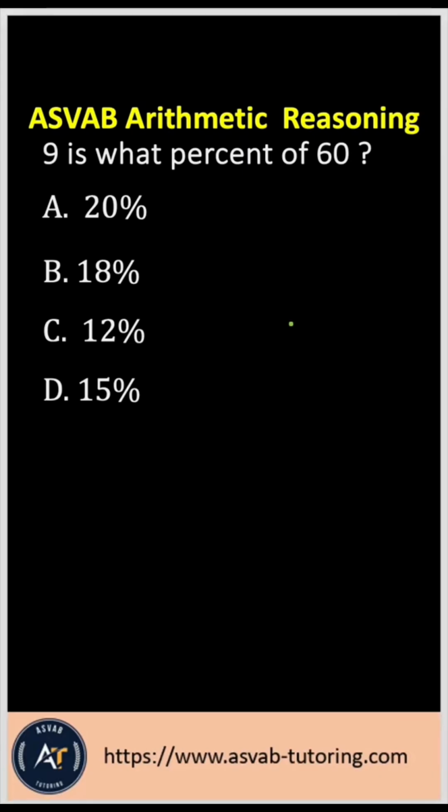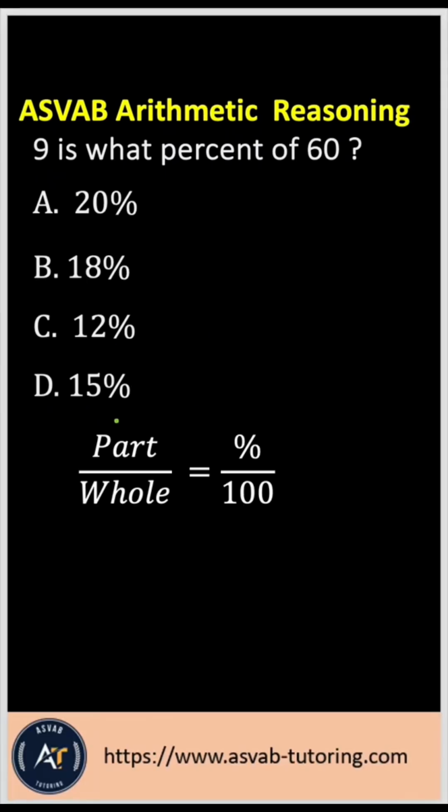Let's practice this arithmetic reasoning question for the ASVAB, PiCAT, CAT-IV, AFQT, AFCT, and ASVAB GT. The question asked here: 9 is what percent of 60? This is a percentage-related problem, so you have to find the percent. You could use a powerful formula: part over whole equals percent over 100.